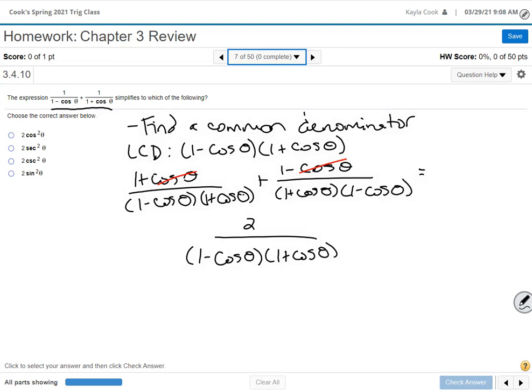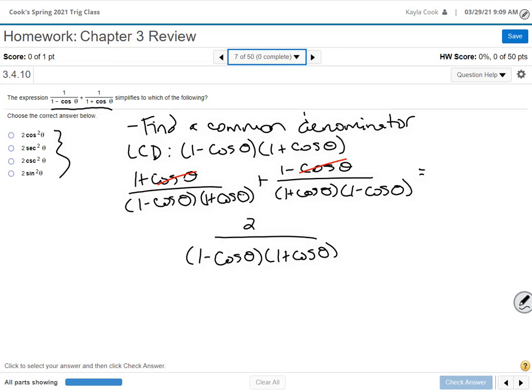Okay? All right, y'all see that? I'm simply adding 1 plus cosine theta plus 1 minus cosine theta together. And so the cosines will cancel out, and then 1 plus 1 is 2. So now this still does not look like anything I have over here in my multiple choice. So I want to then go ahead and simplify that denominator by distributing with FOIL, F-O-I-L.